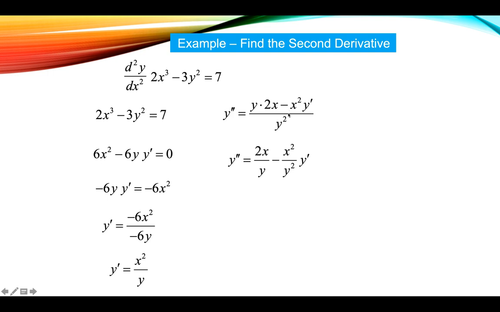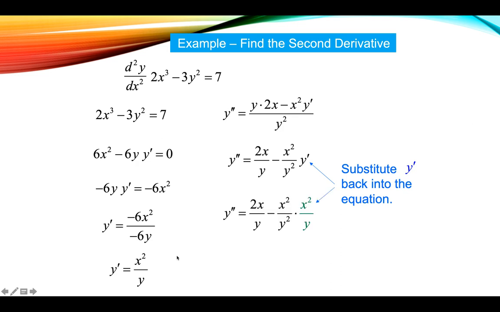And so we can break this up to be y times 2x over y squared, which will reduce to 2x over y. And we can have minus x squared over y squared times the first derivative. At this point, this is really cool. We can substitute y prime back into the equation. We can take this x squared over y and plug that in. How cool is that? And so we're going to get 2x over y minus x to the fourth over y cubed.